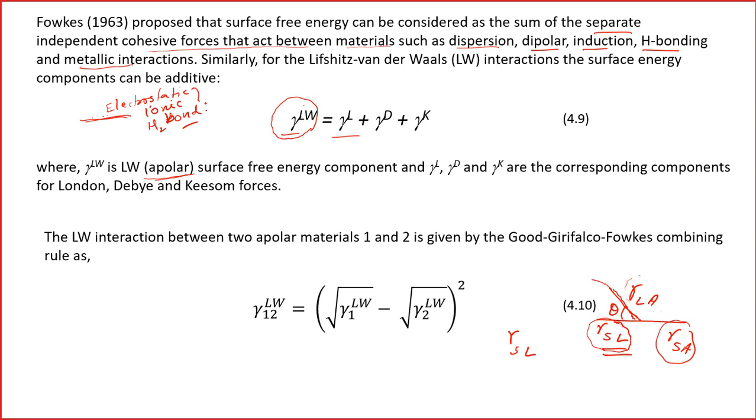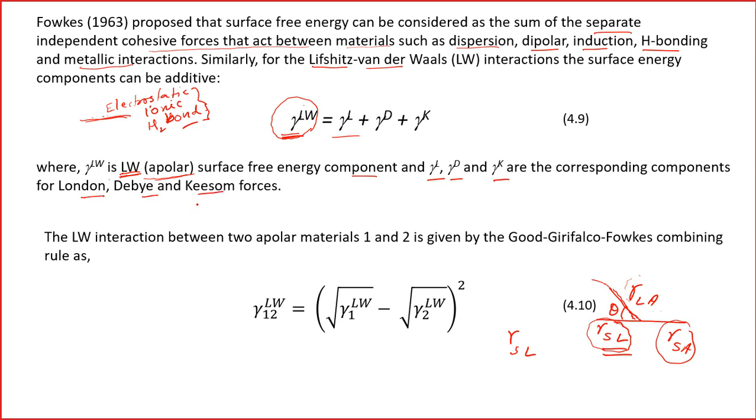These are polar components, but there are other types of forces which are non-polar or apolar components. So surface energy is a sum of the two, the polar component and the apolar component. This one defines the apolar component, which we will call gamma LW. LW stands for Lifshitz van der Waals. So gamma LW is the surface free energy component, and gamma L, gamma D, gamma K are the corresponding components. So these are the individual components.